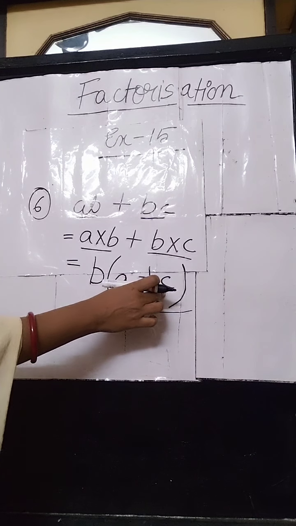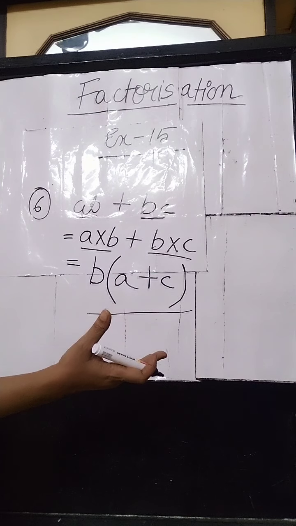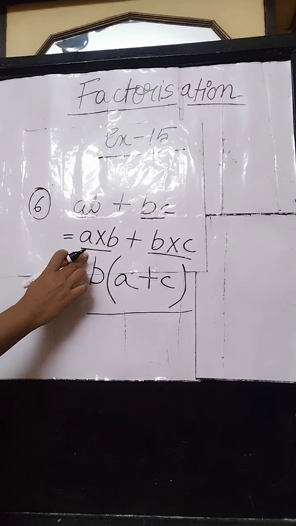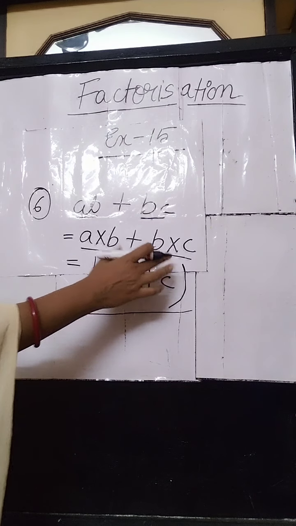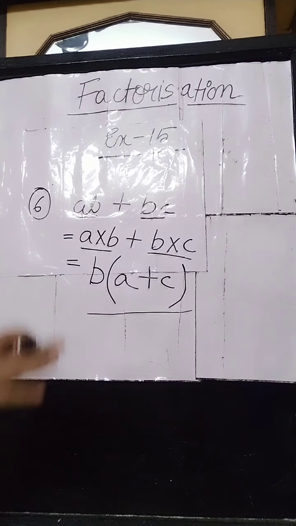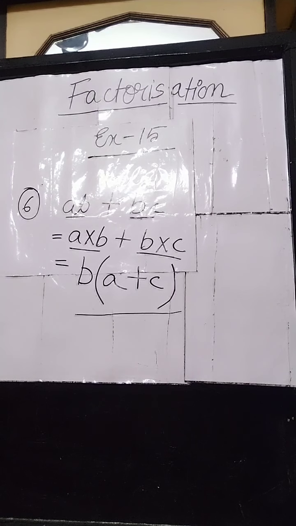Inside the bracket what are we keeping? The uncommon factors, that is A in the first term and C in the second term. These are unlike, that's why they are kept as leftover. The sign will remain unchanged. In this way we will do the sums of factorization. This is sum number 6.